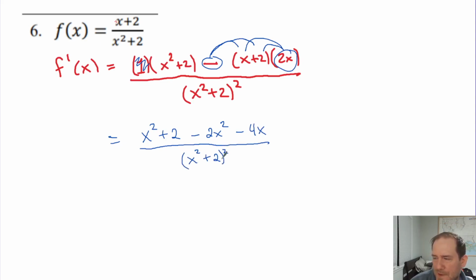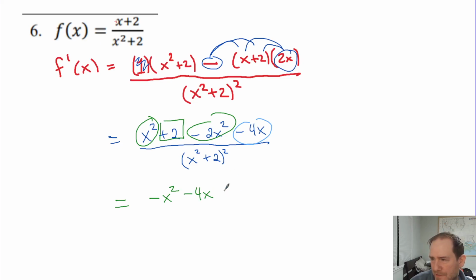And again, we're not going to expand that out because that's not going to get us anywhere, so there's no point. Alright, now I got a quadratic term and a quadratic term, so those combine to make negative x squared. Then I've got my one lone linear term, so we'll just bring that down, minus 4x. Then we've got our one lone constant, we'll bring that down, plus 2. And this is all over x squared plus 2 squared.